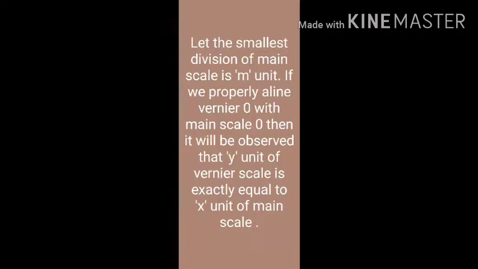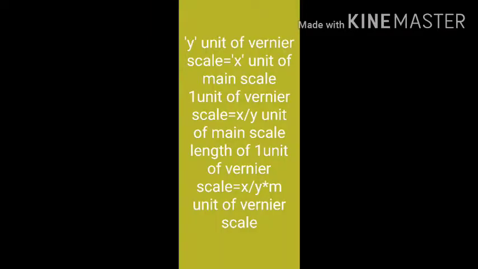Vernier scale is used for accurate measurement of length. How can we use it accurately? Let us calculate the Vernier constant. Let the smallest division of the main scale be m unit. If we properly align Vernier 0 with main scale 0, then it will be observed that y unit of Vernier scale is exactly equal to x unit of main scale. So y unit of Vernier scale is equal to x unit of main scale.